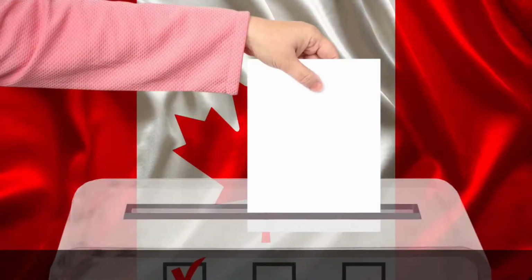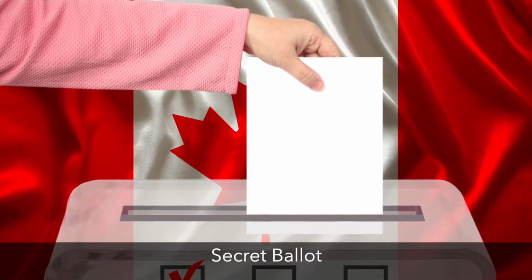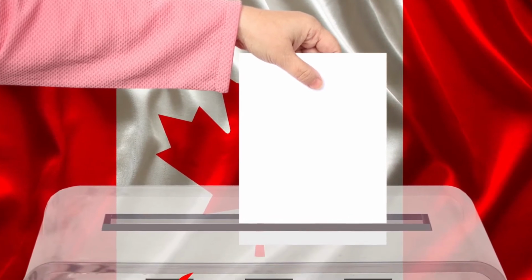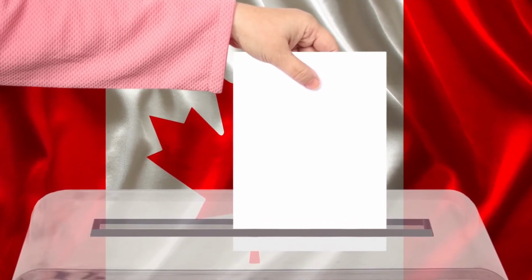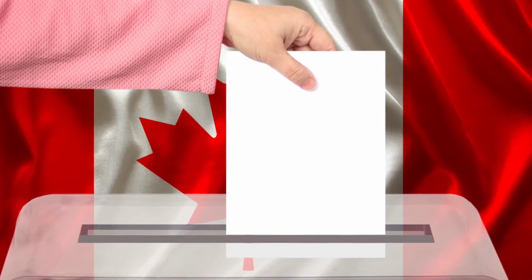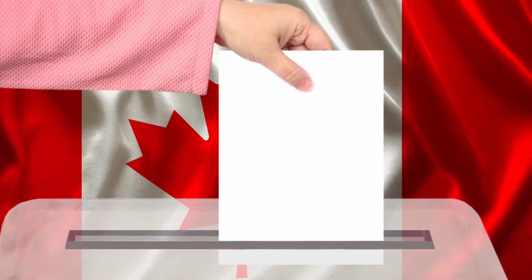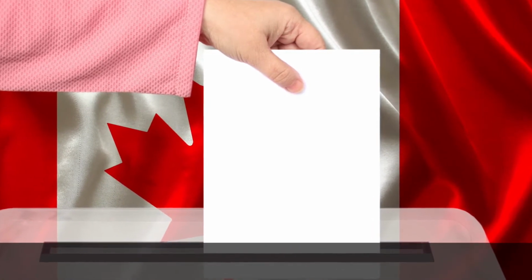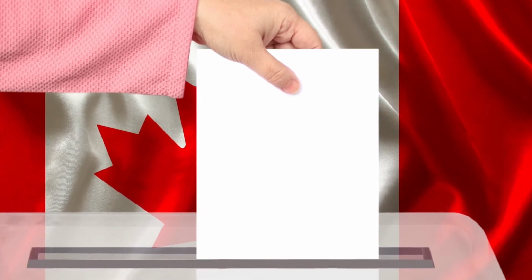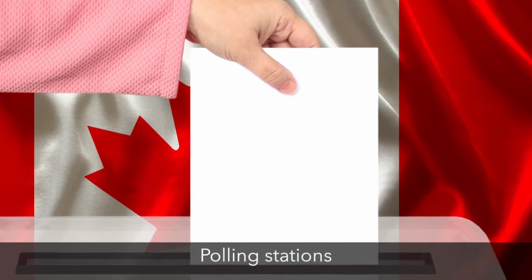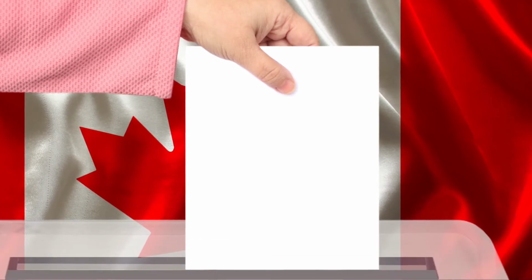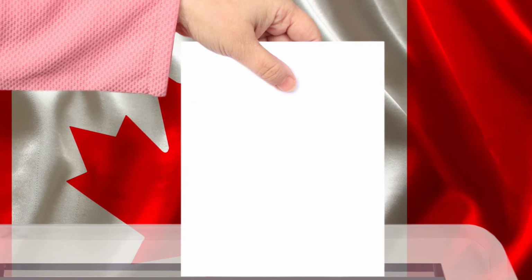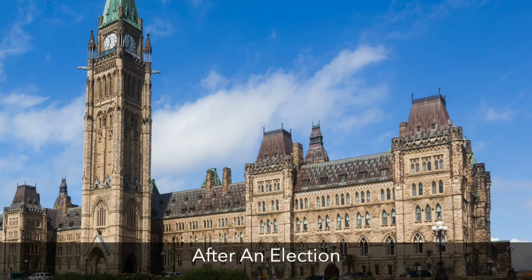Secret ballot. Canadian law secures the right to a secret ballot. This means that no one can watch you vote and no one should look at how you voted. You may choose to discuss how you voted with others, but no one, including family members, your employer, or union representative, has the right to insist that you tell them how you voted. Immediately after the polling stations close, election officers count the ballots, and the results are announced on radio and television and in the newspapers.